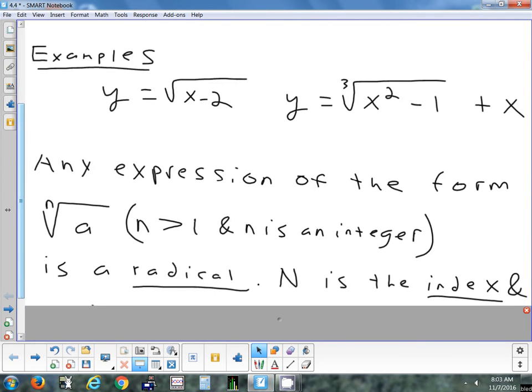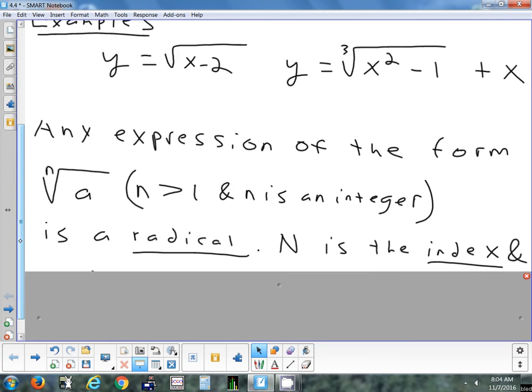So anything that's of this form, where you have that root symbol and the index, as long as it's a number that's greater than 1 and an integer, that's called a radical. The index is the number that's written inside that little check mark part of the root, and that just tells you what kind of root it is. If you don't put a number there, it's automatically assumed to be a square root. It's a 2. So n is called the index.